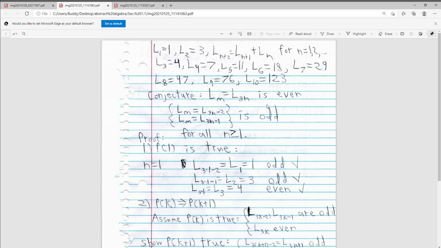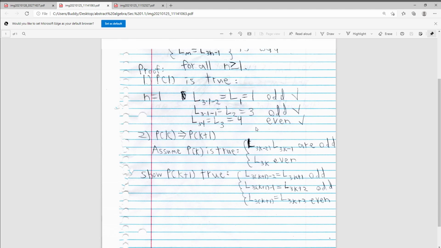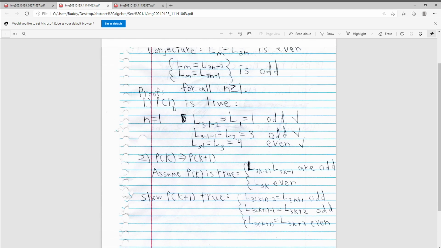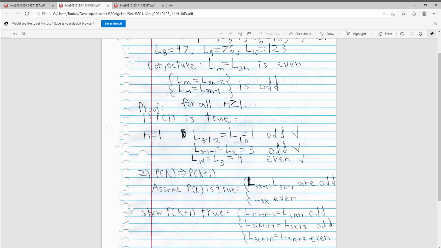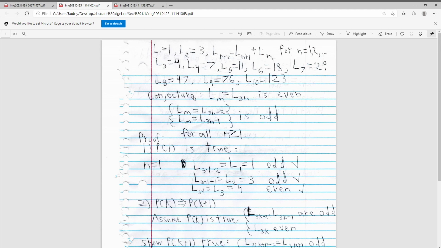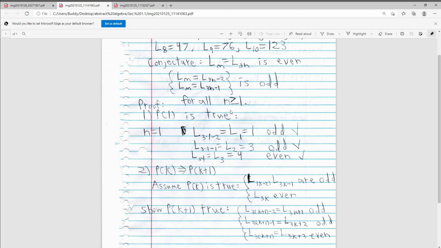The point is that L3n will be even, while the other types of terms, when you're in multiples of 3, which is 3n minus 2 and 3n minus 1, those types are odd, for all n greater than or equal to 1. And my proof begins with P1 is true. So n equals 1, we have L of 3 times 1 minus 2 equals L1 equals 1, because we know from these terms up here, 1, 3, and 4, what we're given.